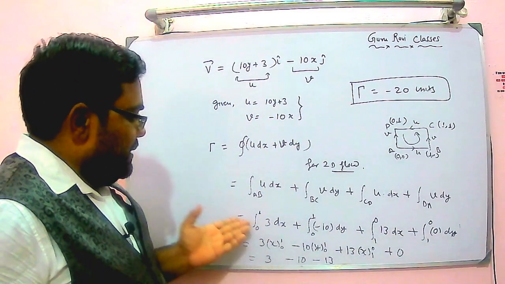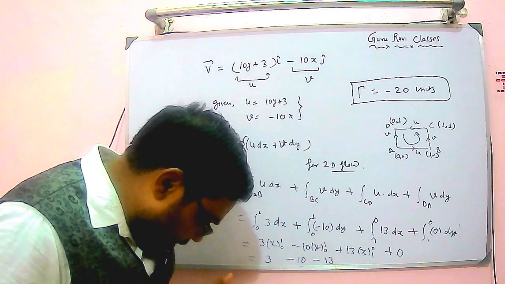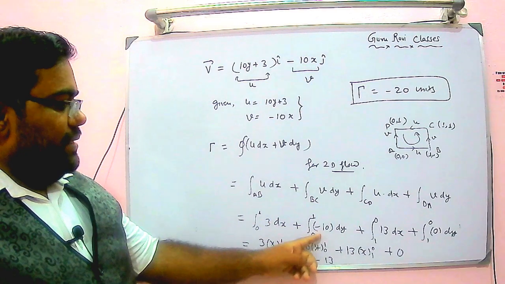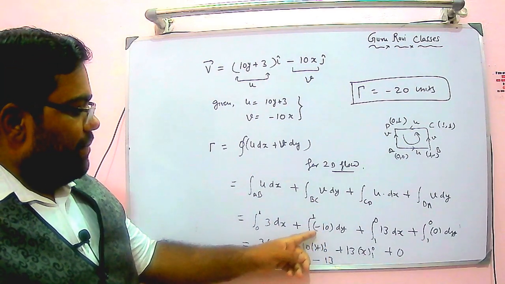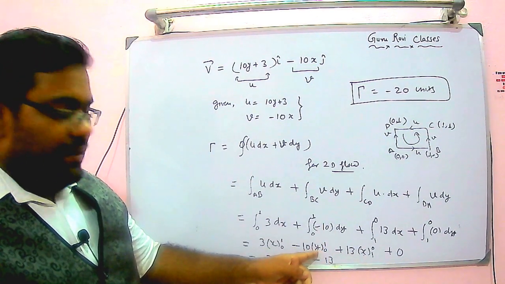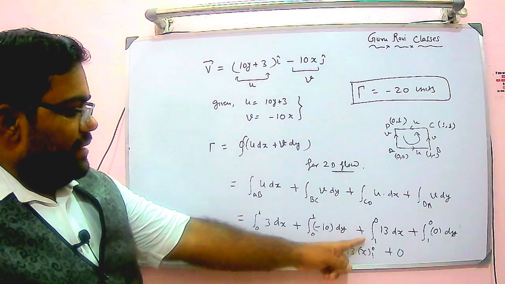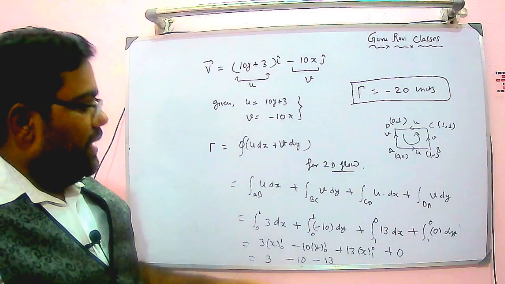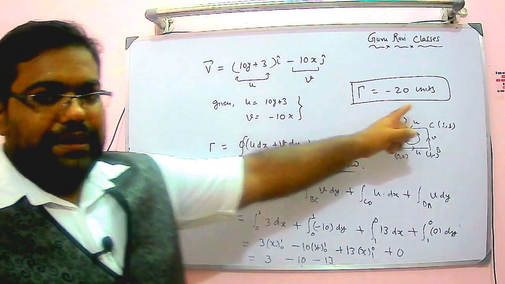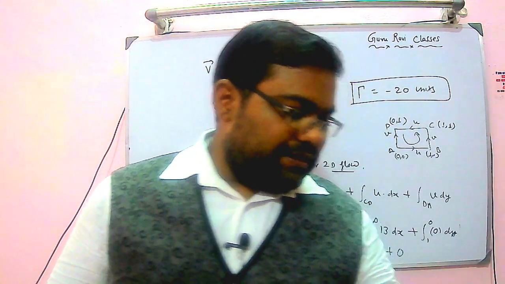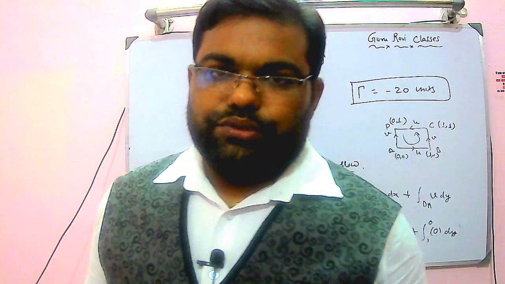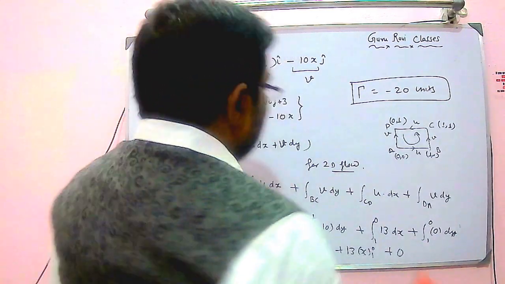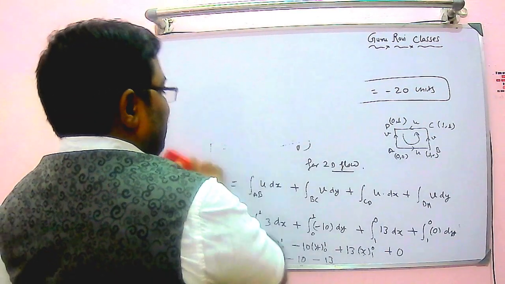Now you just integrate this. After integrating, I get 3 here, and here minus 10 dy, so this is becoming minus 10. Only I will get 1, right? This will be minus 10, and this last one is becoming minus 13. If you add this, everything is 23. Out of 23, 3 you have taken out. I got circulation as minus 20 units. So like that you can solve. This is the second numerical problem. Let's go for the next problem.